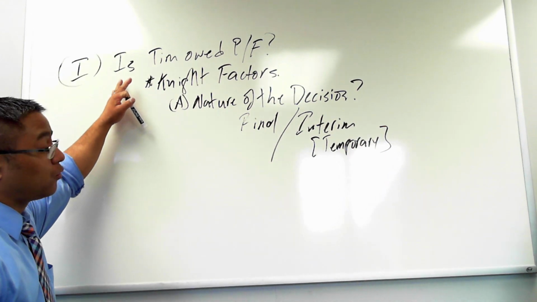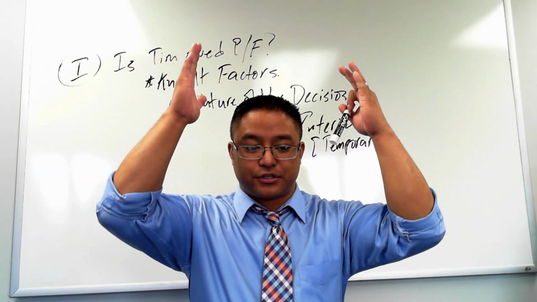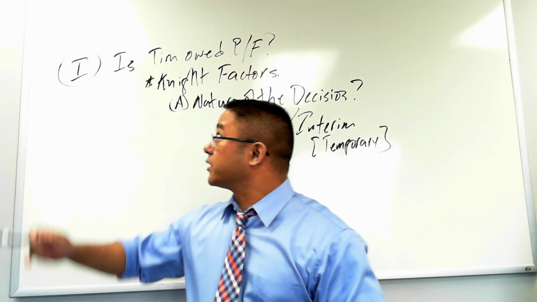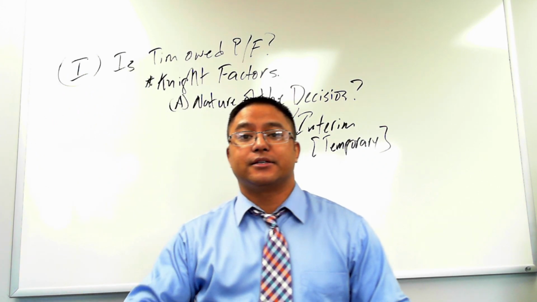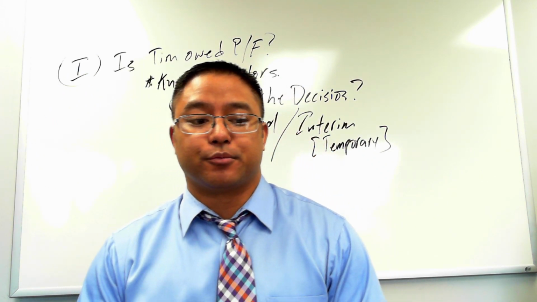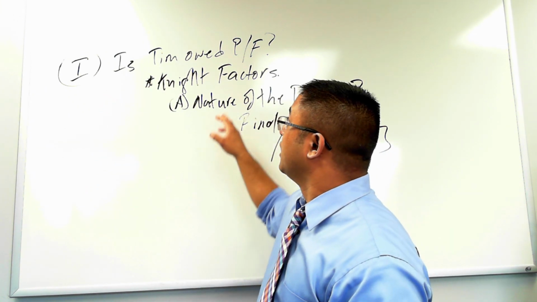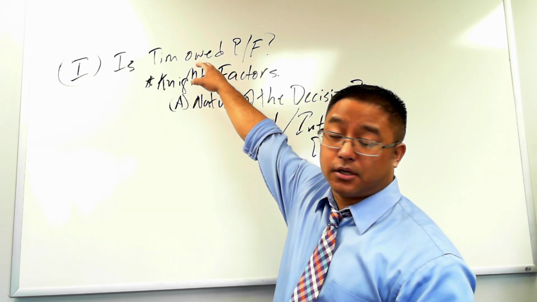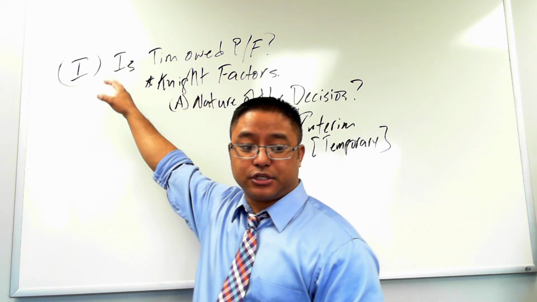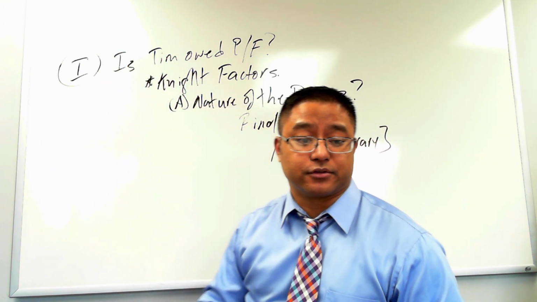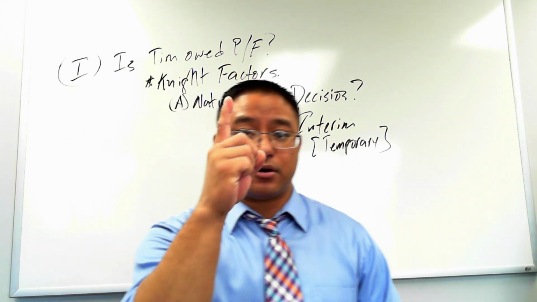The first segment, the first chapter, I like to call it, that's why it's a big Roman numeral number 1, is the question: do we owe this person procedural fairness? And how do we answer this question? Well, under the procedural fairness question, we have the nine factors. The first nine factor is number A.